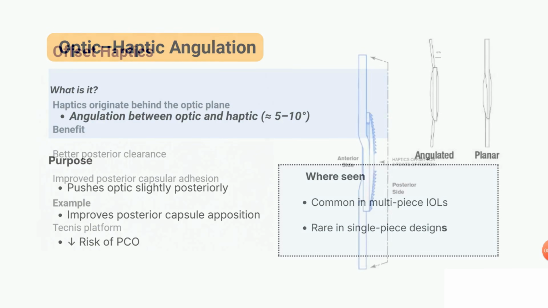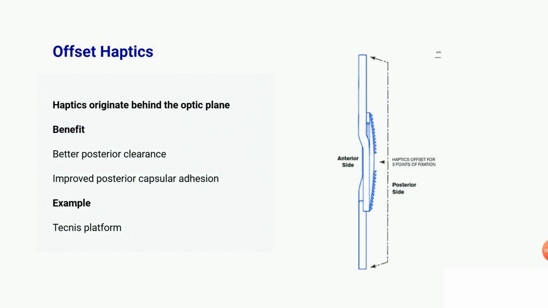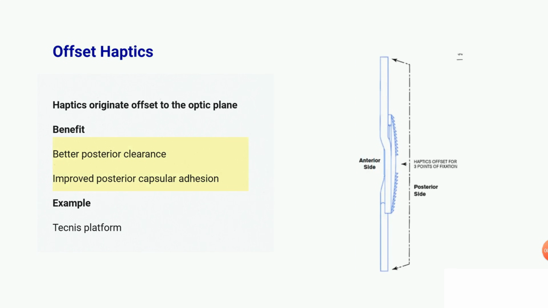Now, there are certain lenses which also use an offset haptic design. What is it? Here, the haptics originate slightly behind the optic plane, and these designs, which are seen in TECNIS, may improve posterior clearance and enhance posterior capsular adhesion.